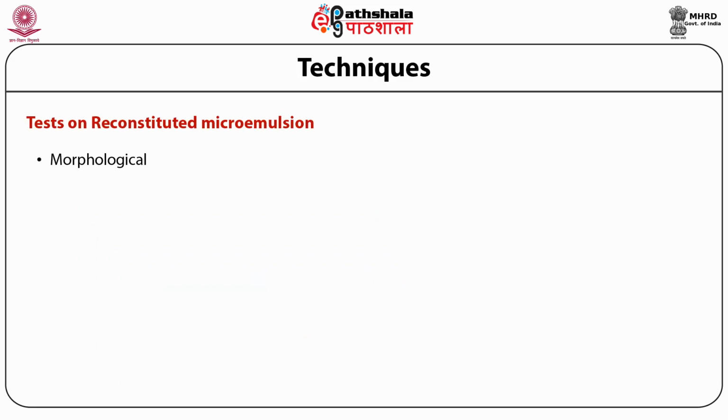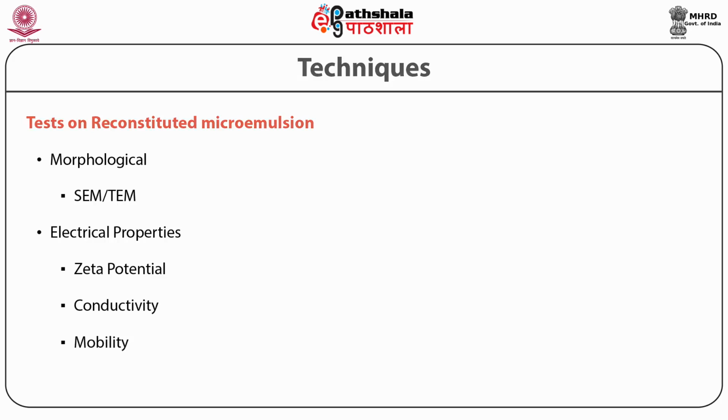The morphological characterization of microemulsion is to be conducted using TEM analysis or SEM analysis, and electrical properties are determined by zeta potential, conductivity determination, and mobility of a microemulsion.